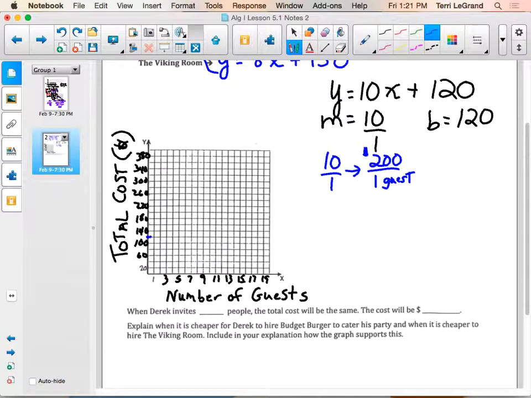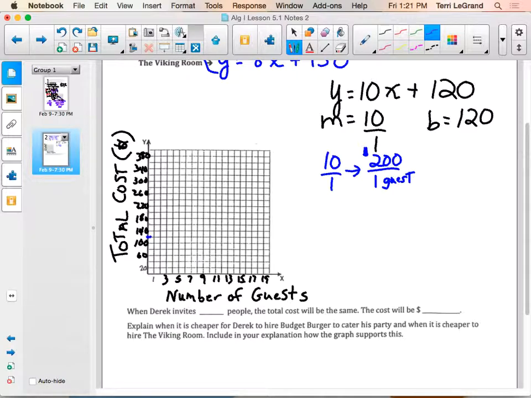If we go up 10, this is what we would typically do: 1, 2, 3, 4, 5, 6, 7, 8, 9, 10, and then we go over 1 and we put a point. Are we gonna be right? No. Is $10 over 1 guest the same as $200 over 1 guest? No. So we're gonna have to rename this.